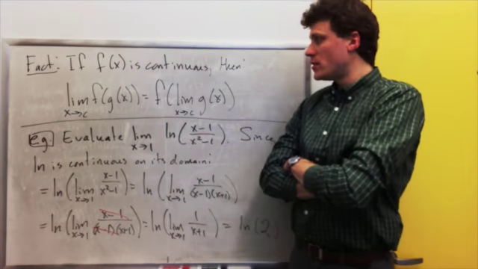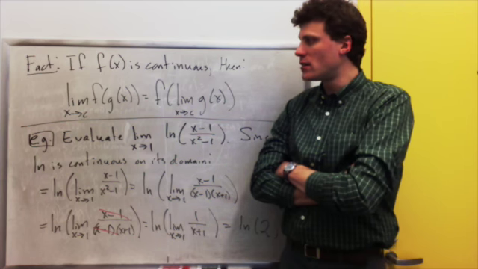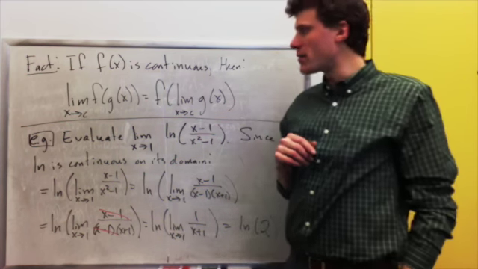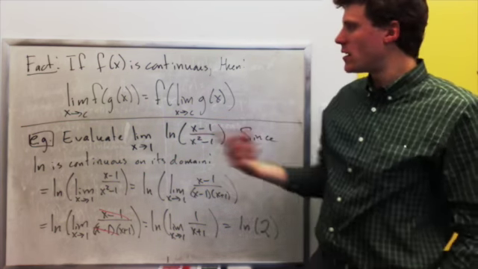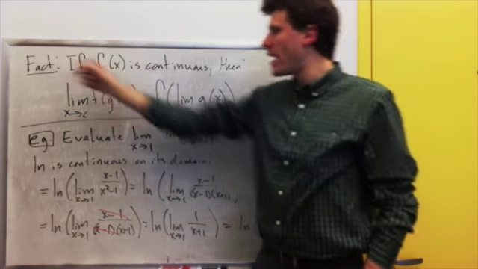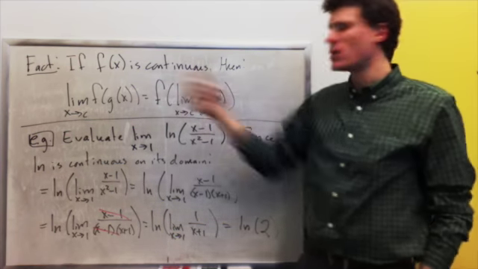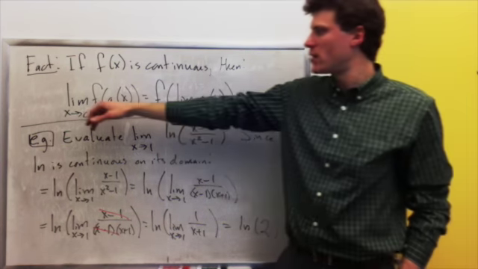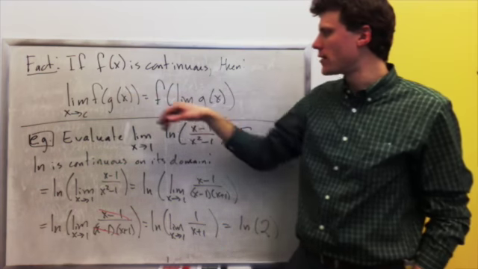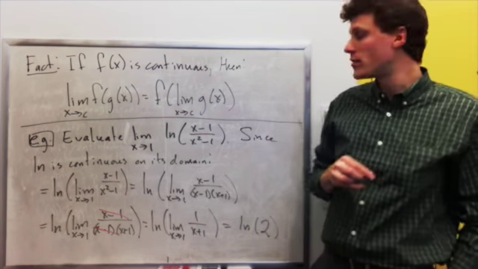One nice thing about continuous functions is they play well with limits in the following sense. Suppose f of x is continuous. Then if I look at the limit of f of g of x, I can actually bring f outside the limit and then just evaluate the limit of g of x and plug that into f. So the limit as x approaches c of f of g of x is f of the limit as x approaches c of g of x.